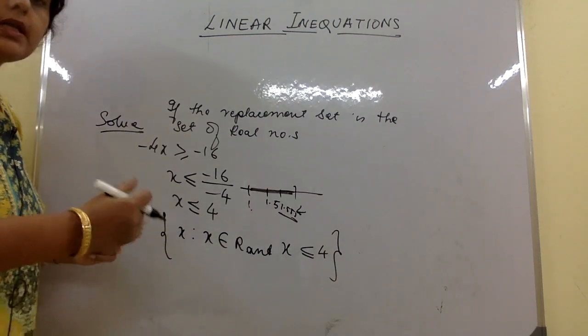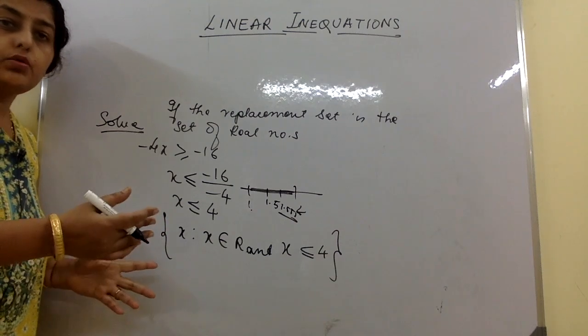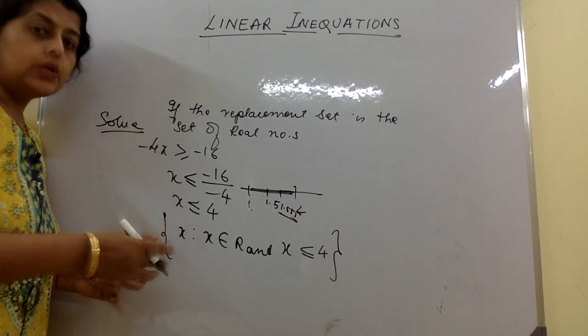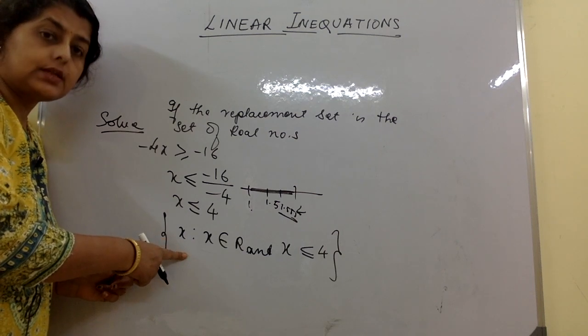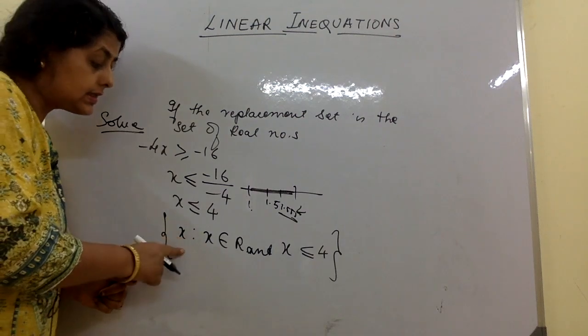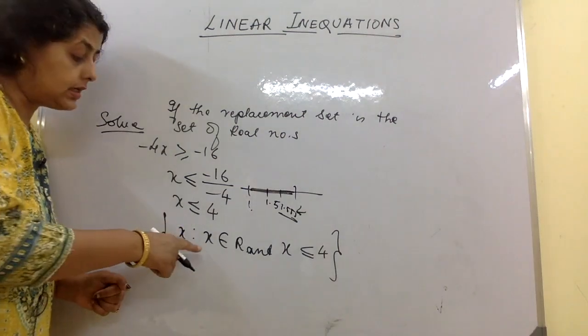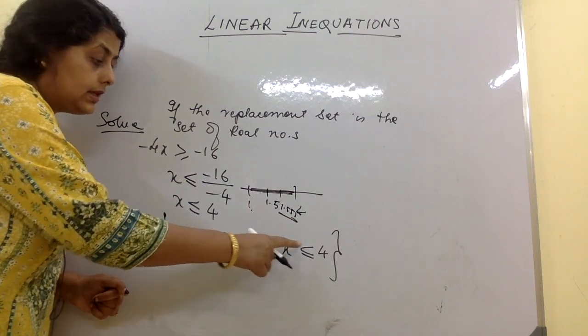We cannot write all the numbers discretely like we write for other whole numbers or natural numbers sets. So we have to write it in what is called set builder form. You must have learned it when you did set theory. So we have to learn to write like this. X is such that, double dot is such that, X belongs to the set of real numbers and X is less than or equal to 4.